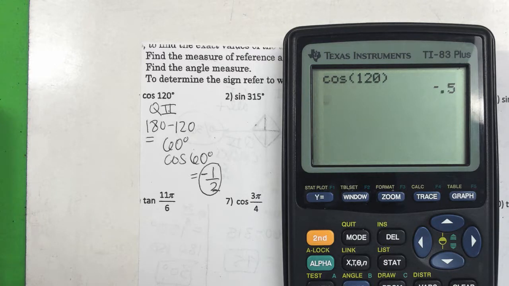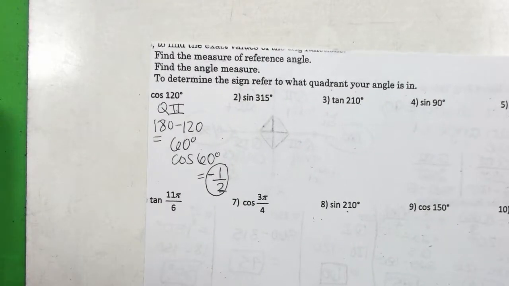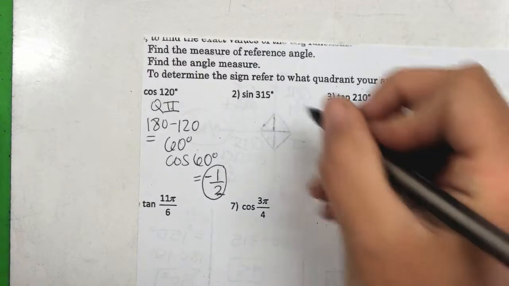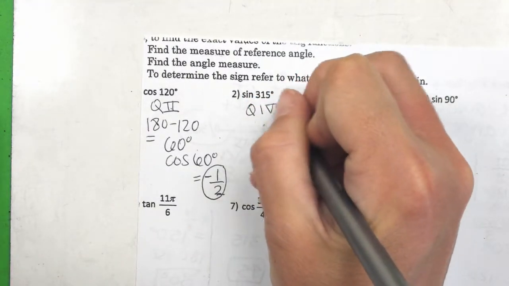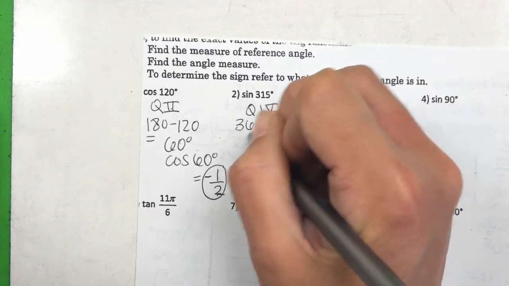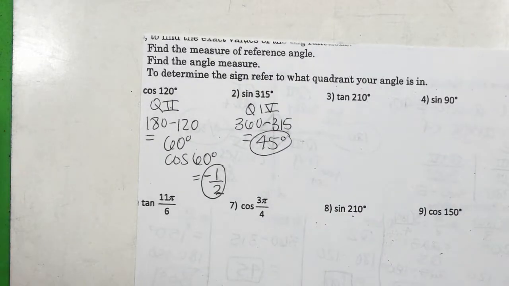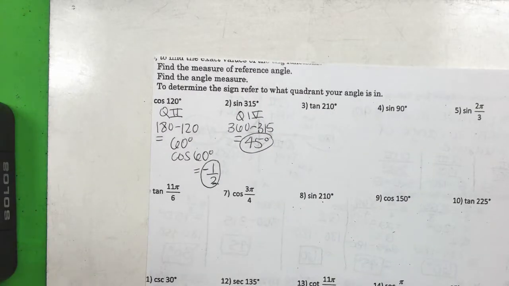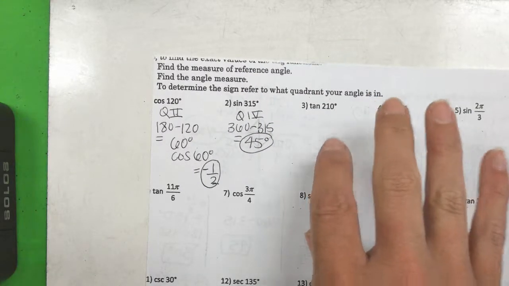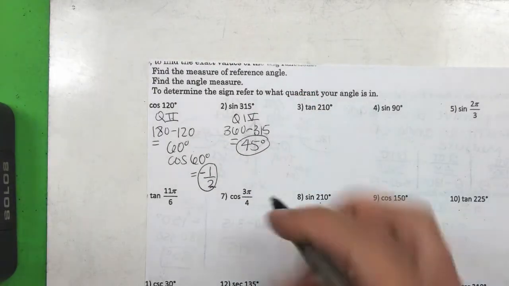Alright, let's try another one. Sine of 315. This is in what quadrant? So Q4, we'd have to do 360 minus 315. That's going to give us what? Alright, let's find 45, sine of 45. It's square root of 2 over 2, because you put your middle finger down, right? Square root of 2 over 2.